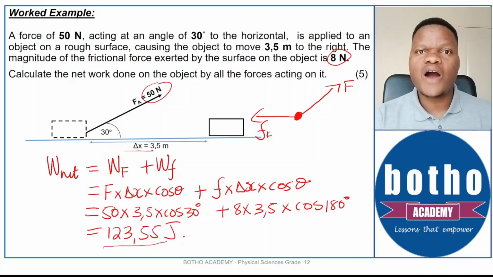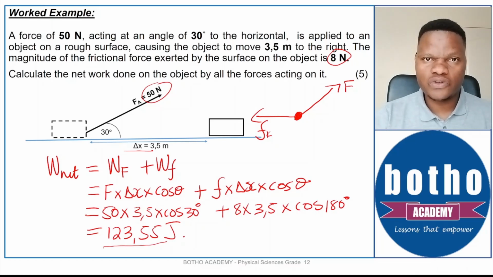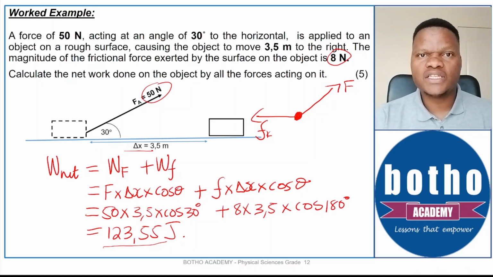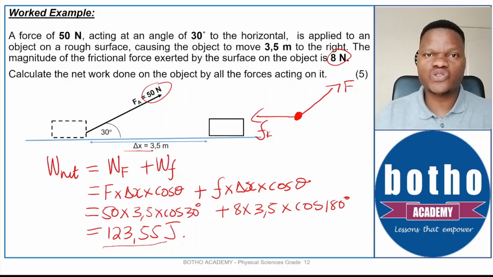That is how we calculate work done on an object by a force. We use the formula W is equal to F delta x cos theta, where F is the force that is doing work on the object, delta x is the magnitude of the displacement, and theta is the angle between the force and the delta x, which is our displacement. All right, let's try to practice as much as possible. I hope that this introduces you nicely and in a very understandable fashion to the concept of work done.